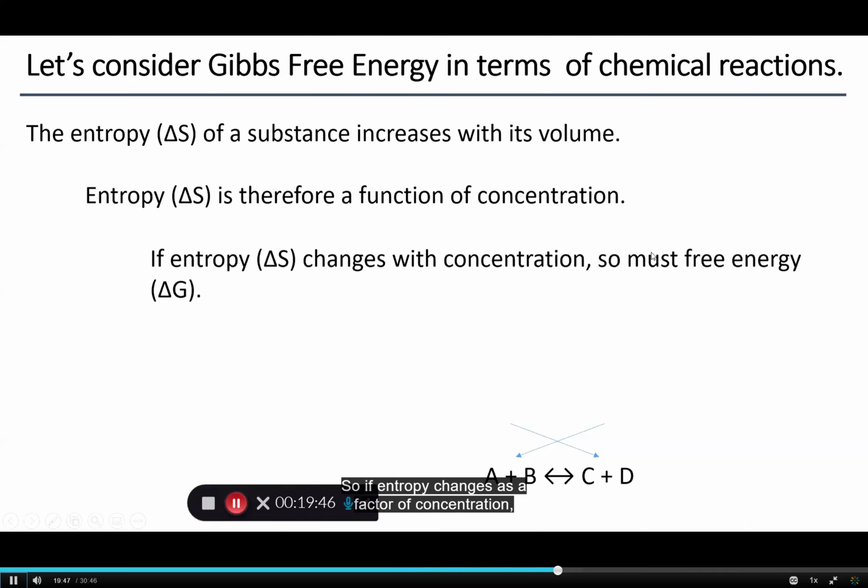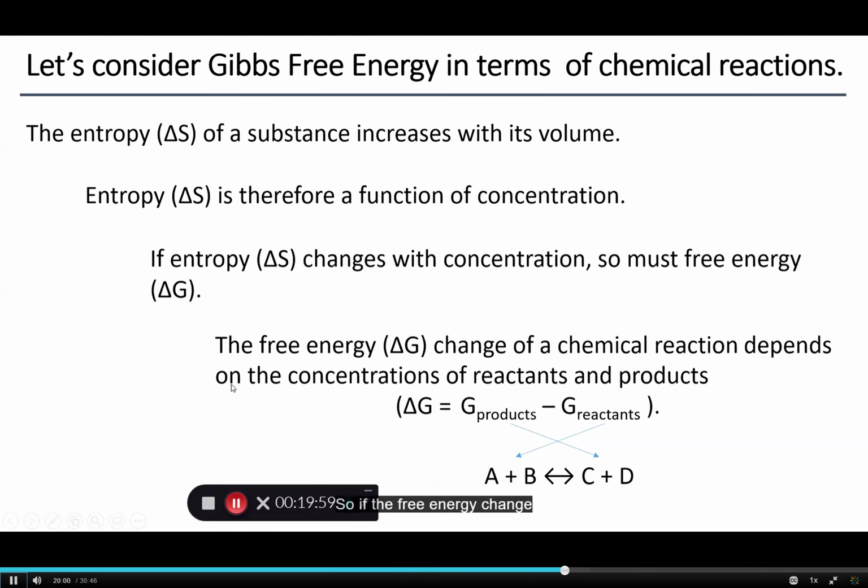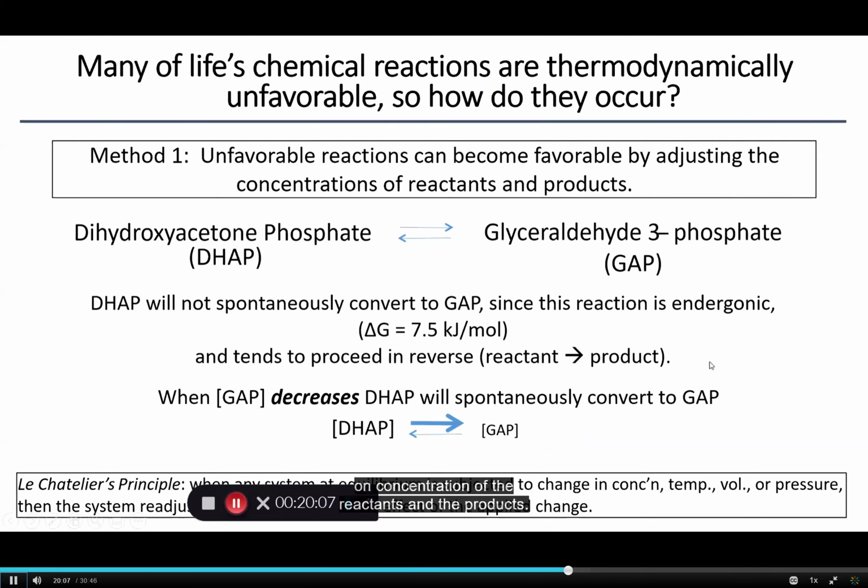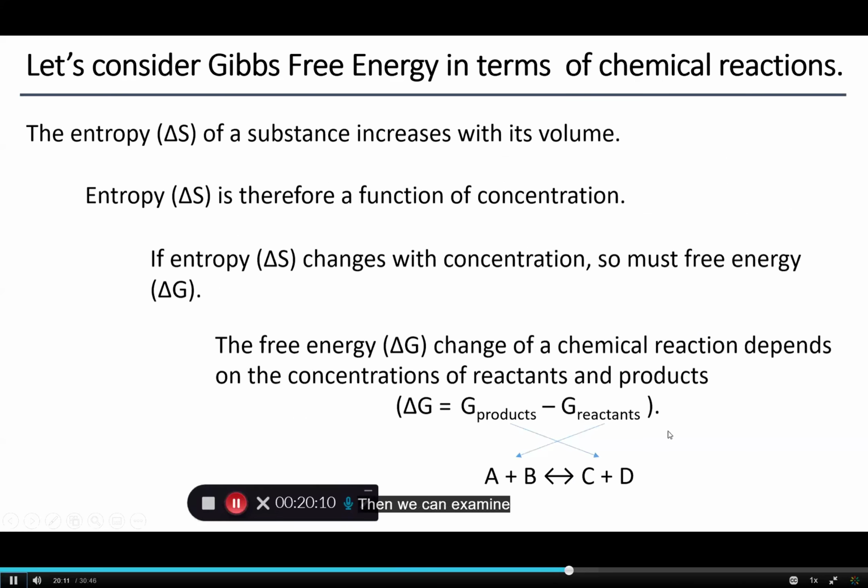So if entropy changes as a factor of concentration, Gibbs free energy must also change as a factor of concentration, since these values are related to each other by the Gibbs free energy equation. So if the free energy change of a chemical reaction depends on the concentration of the reactants and the products, then we can examine biochemical reactions and whether or not they're spontaneous or non-spontaneous, and adjust these reactions based on the concentrations of the reactants and products.